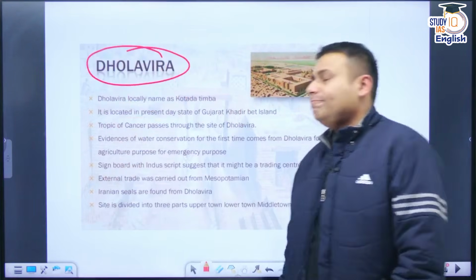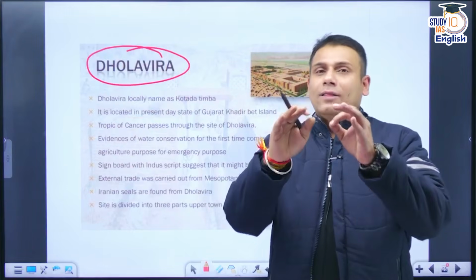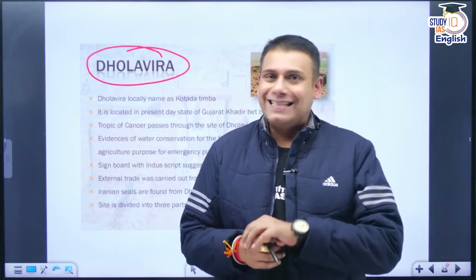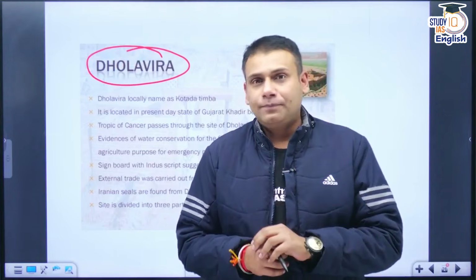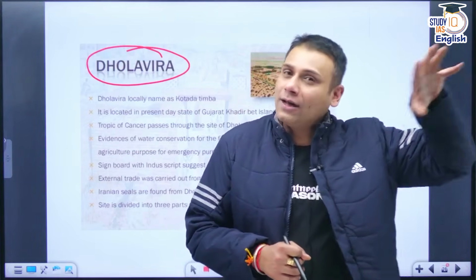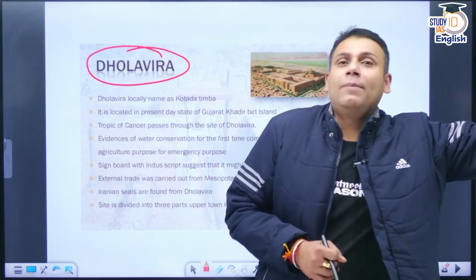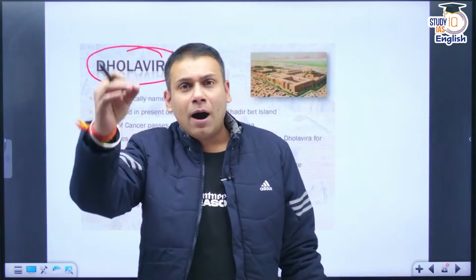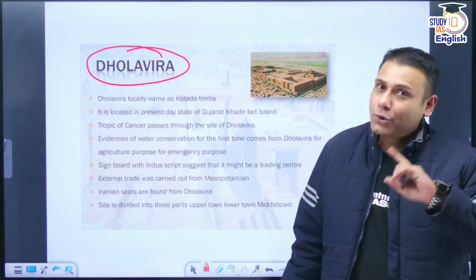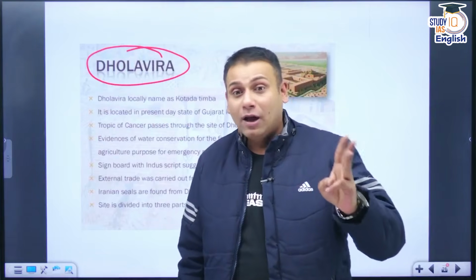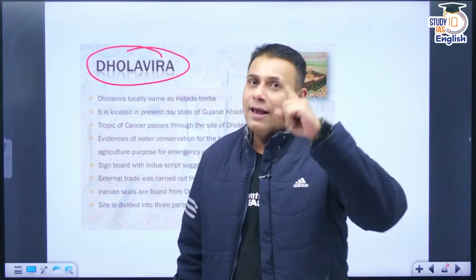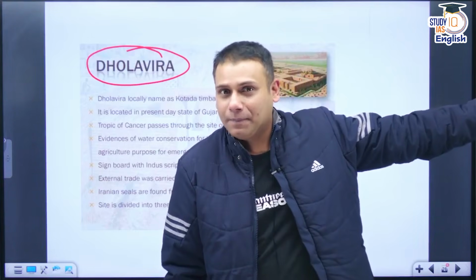Dholavira. Guys, I'll tell you one thing. Suppose a question comes in the UPSC examination that the sites of Dholavira, Surkotada, and Lothal had trading contacts with other civilizations of the world, like the Mesopotamian civilization or the Chinese civilization, mark this statement as true. Why? Because all these sites, that is Dholavira, Surkotada, Lothal, are located in Gujarat, and Gujarat being a coastal state, they can have trading contacts with the other civilizations of the world.